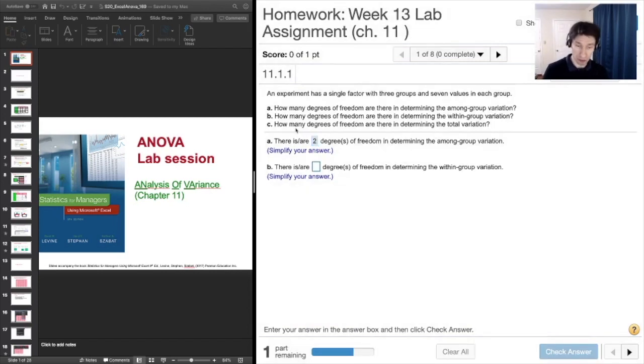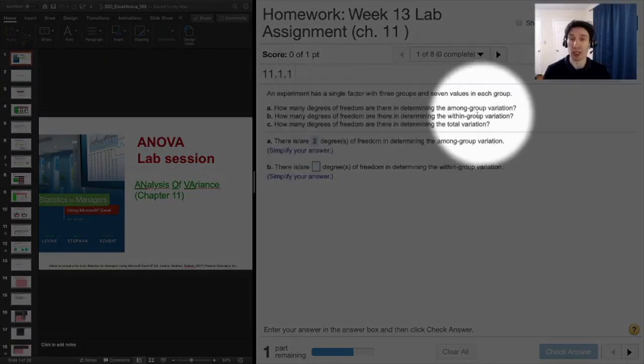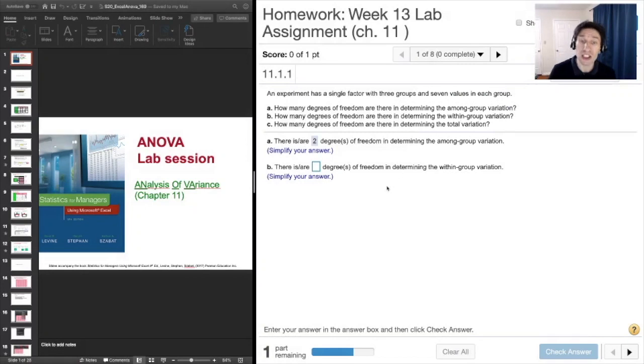How many degrees of freedom are there in determining within group variation? That one's a little trickier. Remember, within group variation is n minus c. So n, the total number of observations, minus c, the total number of groups. We just said that we had seven values in each of three groups, so 21 total. So n is 21 minus the number of groups, that's 3. So 21 minus 3, 18.